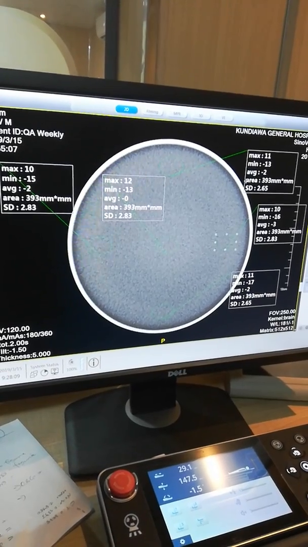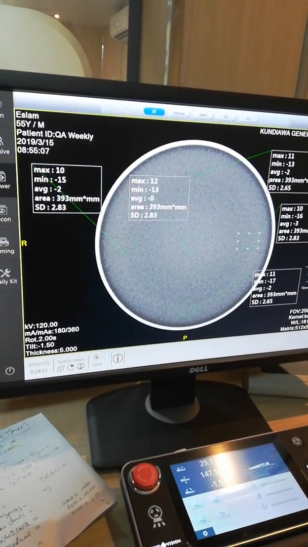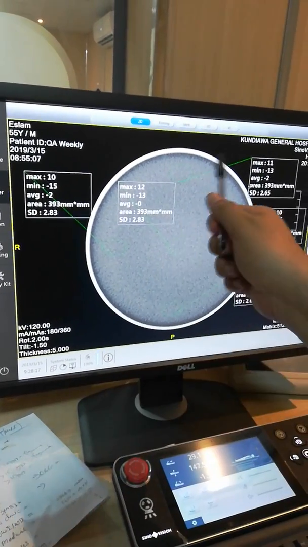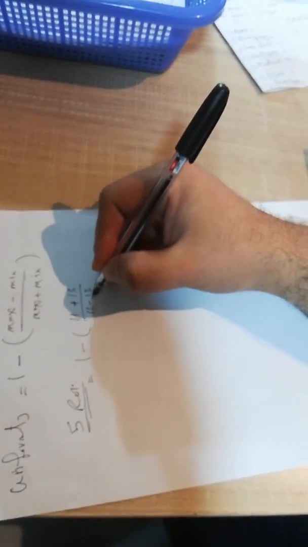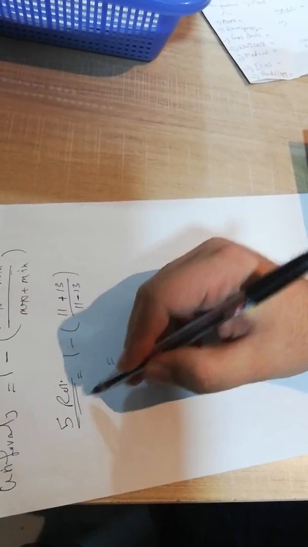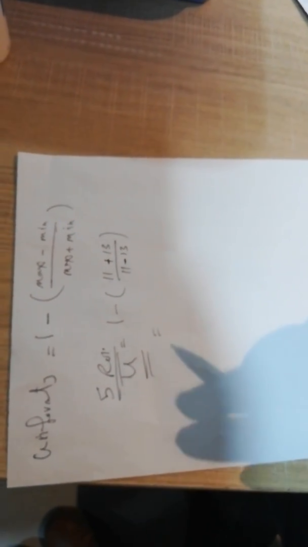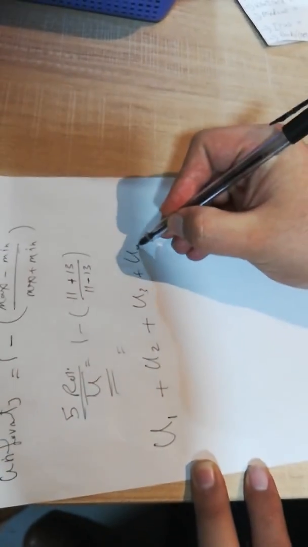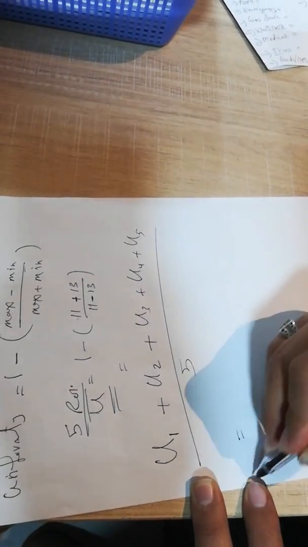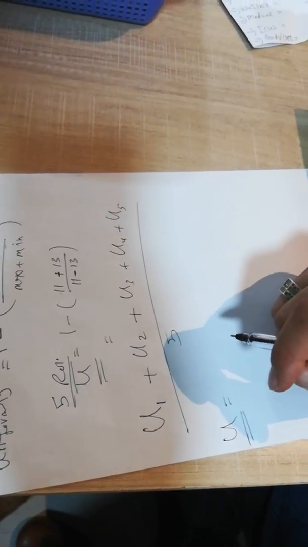I will calculate the uniformity for each row using this equation, which will be 1 minus maximum, if we see here, 11 minus 13, that means positive 13, 11 minus 13. Okay, we can calculate uniformity for the first row, and after calculation of the uniformity for all rows, we can take the average. So uniformity for row number 1 plus uniformity for row number 2, 3, 4, 5, divided by 5 we will get uniformity for all slides.